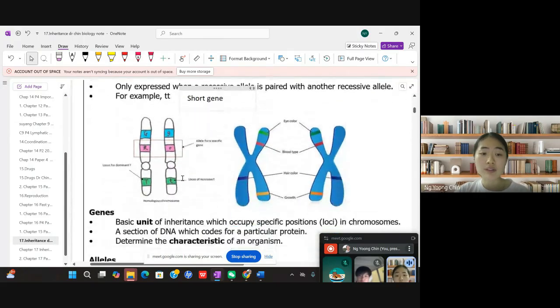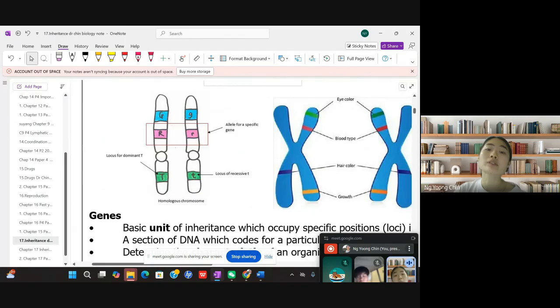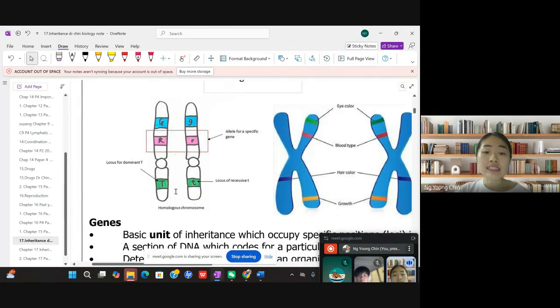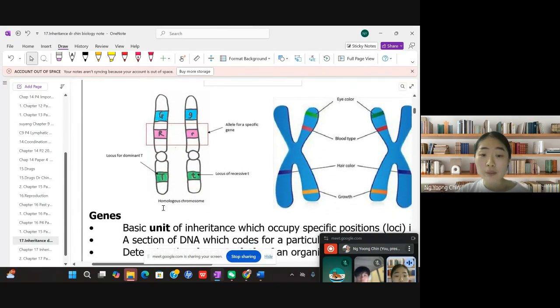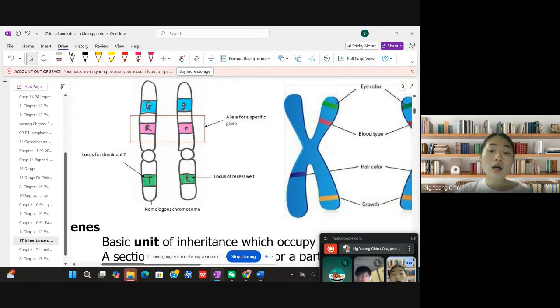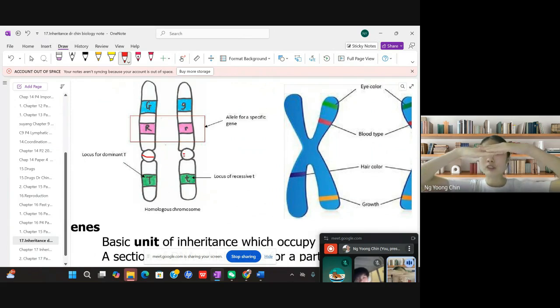So we can have a look at how the chromosome looks like. For example, this is the homologous chromosome. So what is meant by homologous chromosome? I think you heard it for the first time, right? Homologous refers to chromosomes that have the same location of the centromere, which is here, this and this, just parallel to each other, right? Same locations. And they also have the same location of the gene. So you can see this gene just pairs up with another gene.